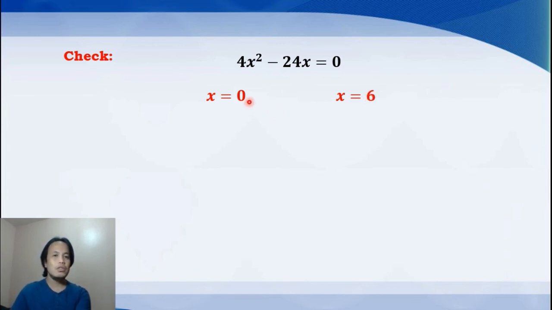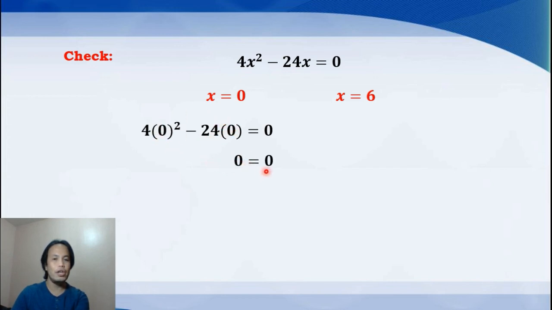We substitute this value x equals 0 into the original equation, so we will have 4 times our x, which is 0, then we have the square, we copy minus, we copy 24, then our x is 0. Then 0 squared is of course 0, and multiplied by 4 is 0, so everything here is 0. Then minus 24 times 0 is 0, so everything at the left side is 0, equals 0. So therefore, this is correct.